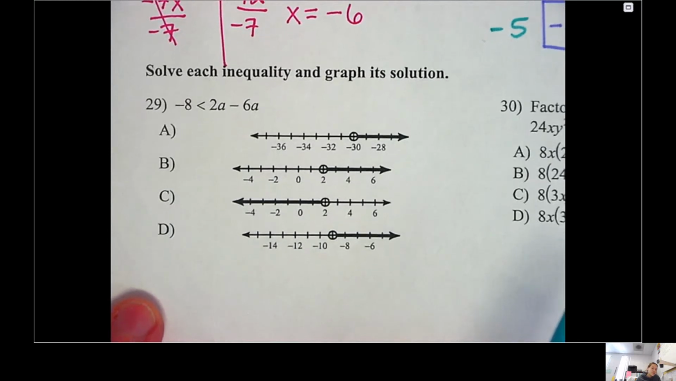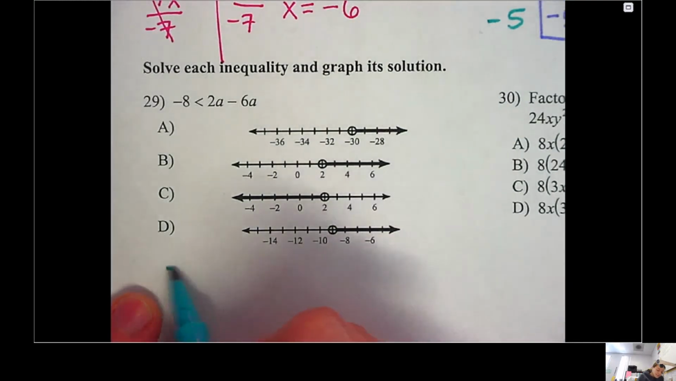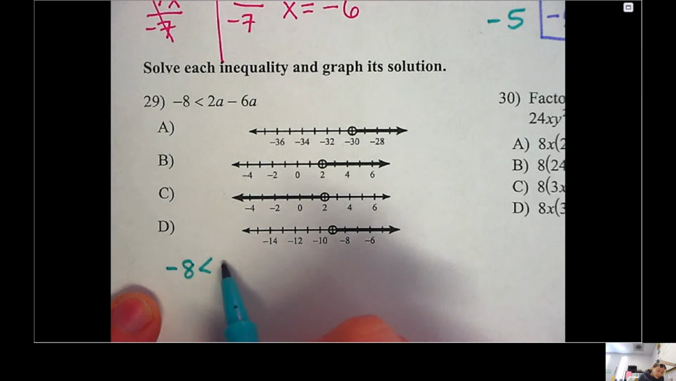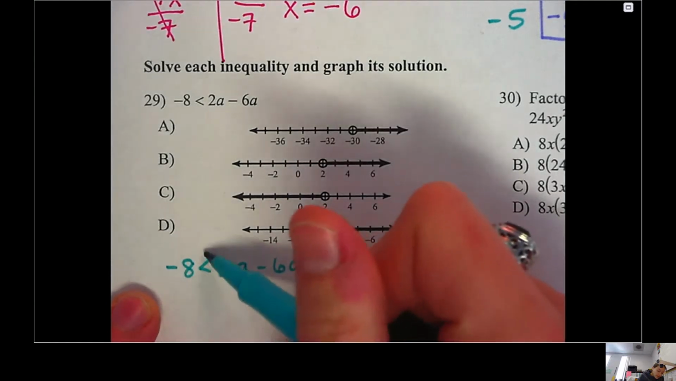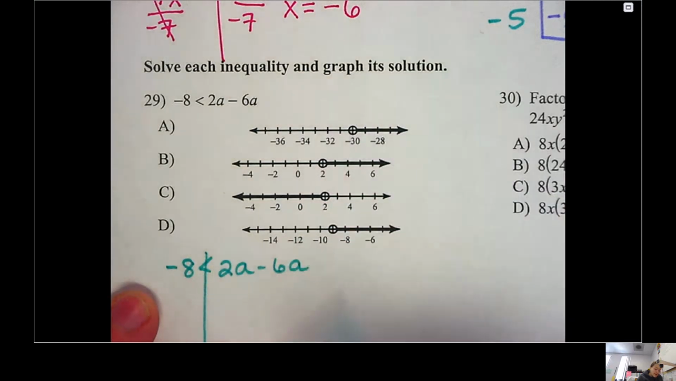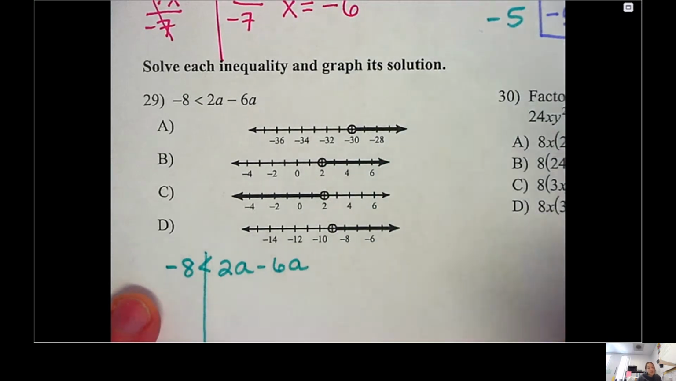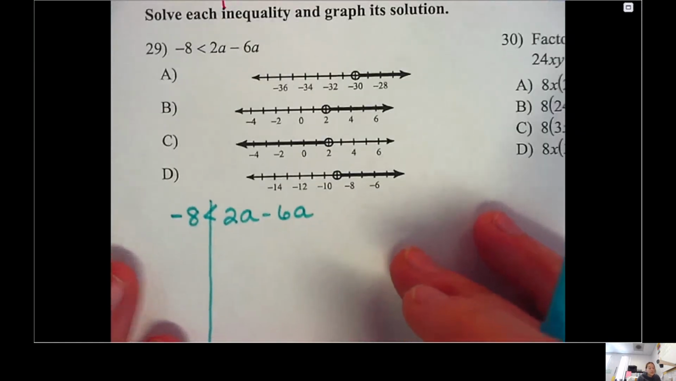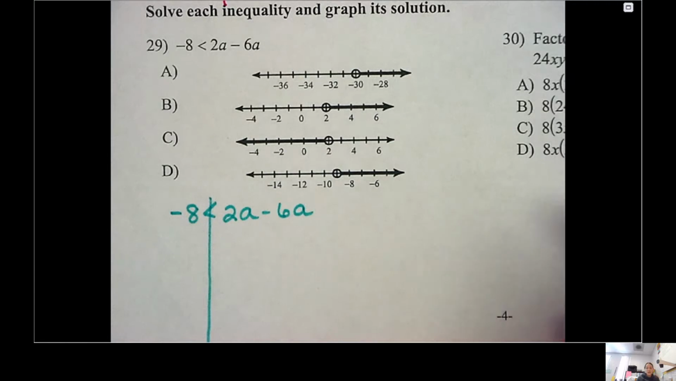So I'm going to have to solve for a in this problem. So let's rewrite the equation. Okay, remember, think about this as an equal sign. Now, I see that this is a less than, which means it's going to be an open circle. All of these are open circles, so there's none to cross off, unfortunately. But now we'll work on the two sides.